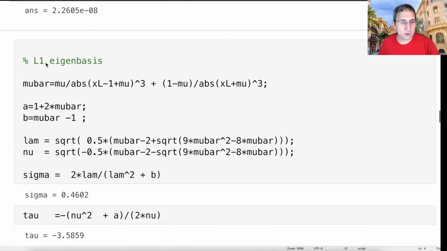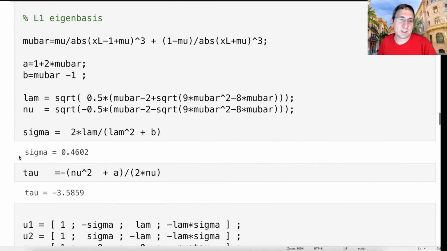So here I'm doing a calculation where I'm trying to get to the eigenbasis. So I calculate that mu bar thing. That was from the last lesson. And then A and then B. And this gives us both lambda and nu. So we analytically get the eigenvalues and then things related to the eigenvectors, which were sigma and tau.